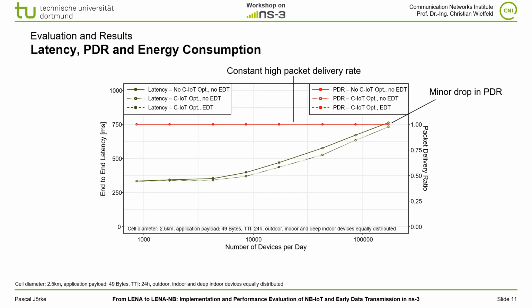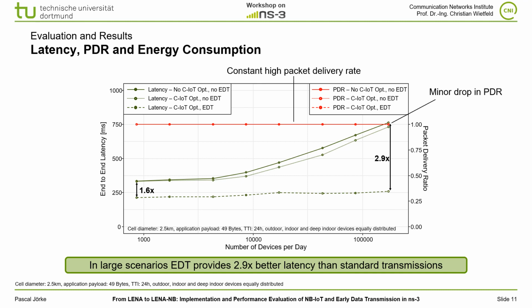Let's take a look at the results. On the left side, you can see the results of the end-to-end latency in milliseconds. On the right side, the packet delivery ratio is given in red. After each simulation run, the number of devices is increased. The increase of latency is as expected, since an increased number of devices results in increased competition for resources.